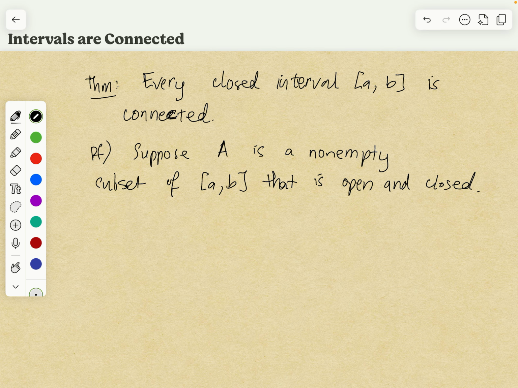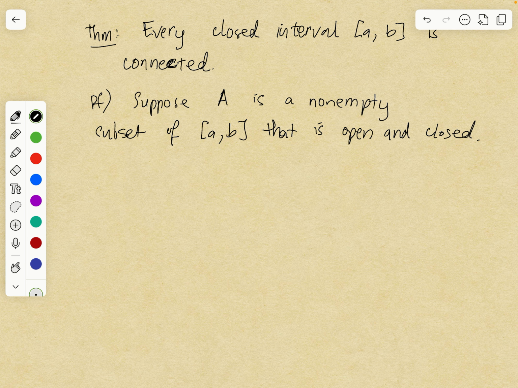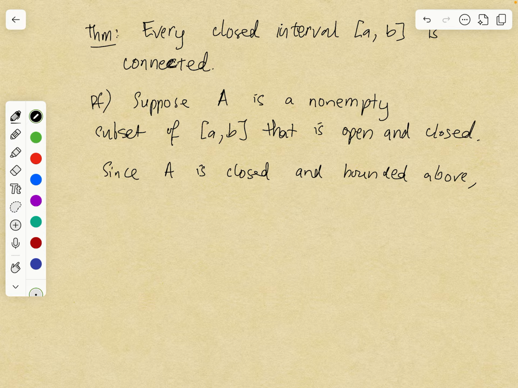And the idea is, since A is closed and bounded above, it has a supremum. Now, one thing I should probably mention is that A is a closed subset of R, because A is closed. So A is a closed subset of a closed subset. So if you have a closed subset of the closed interval AB, okay, it's closed in R.